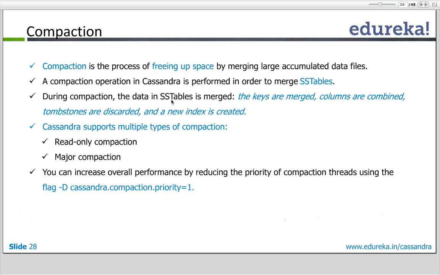So during compaction, tombstones are also discarded and a new index is created. We have to create the index on the row key, right? So a new index is created for the SS table.